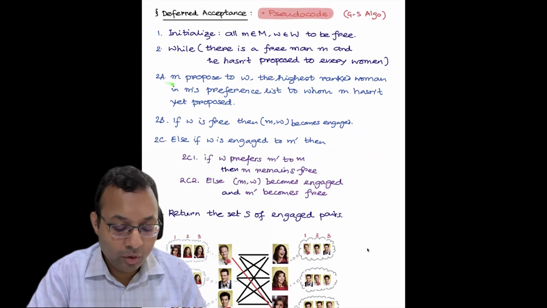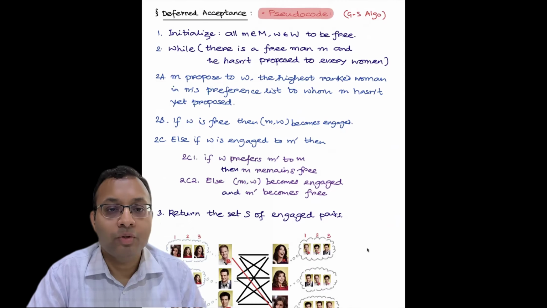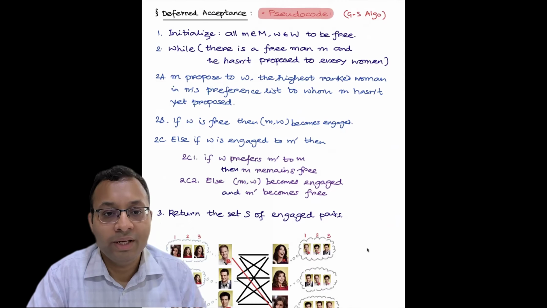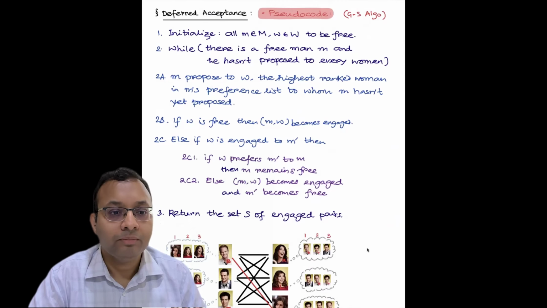So in the loop, what we do first is m proposes to w, the highest ranked woman in m's preference list to whom m has not yet proposed. So m will propose according to his preference list, and the women can accept or reject. Now, whoever has rejected him, he will not propose to again, but he will propose to the highest ranked woman to whom he has not proposed yet. So each proposal is a new proposal.